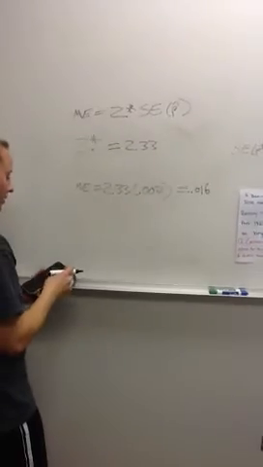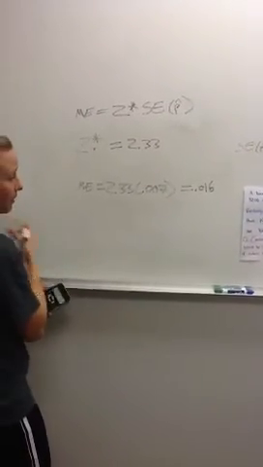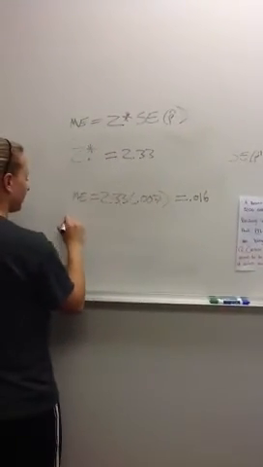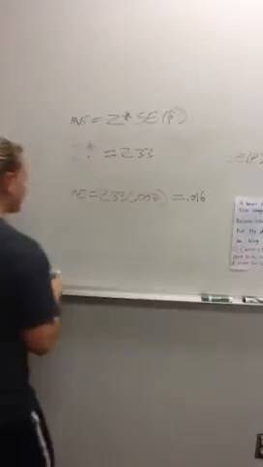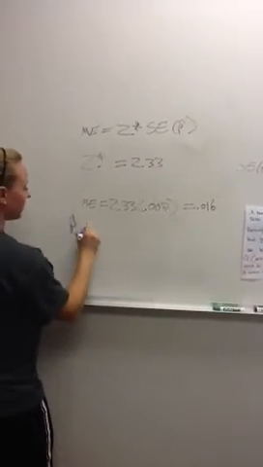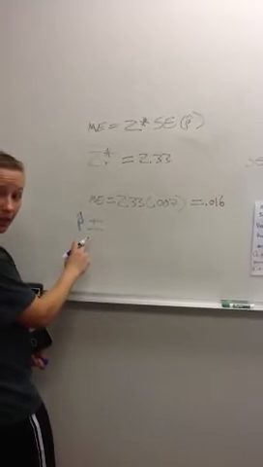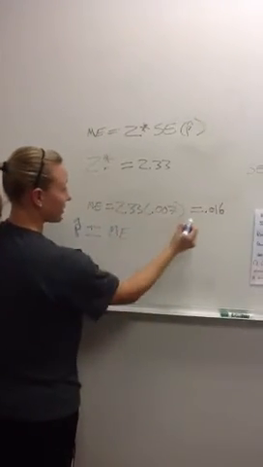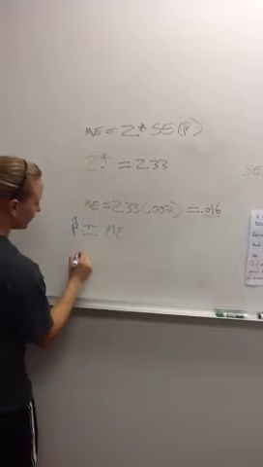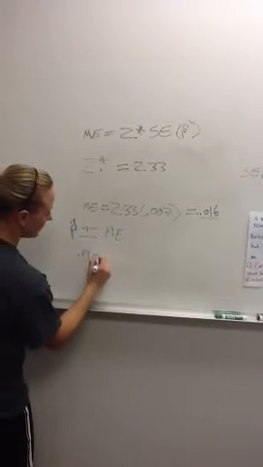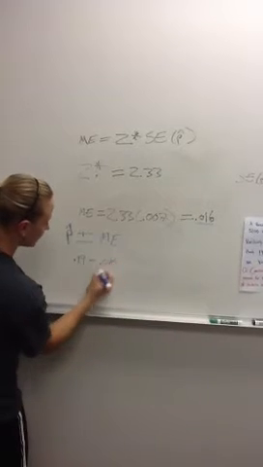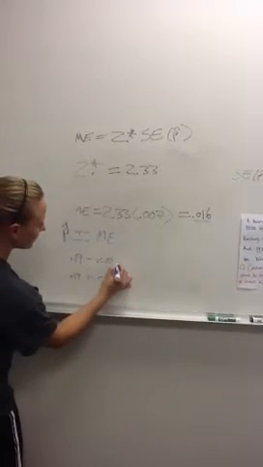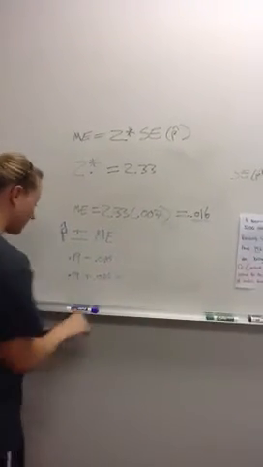Alright, so now to finish out and get our confidence interval, we're going to come back to our p hat over here. We're going to take p hat plus or minus to get our upper and lower confidence limits, plus or minus our ME, which is the number we found right up here. So we're going to do 0.19 minus 0.016, and then 0.19 plus 0.016, and this is going to give us our confidence interval.